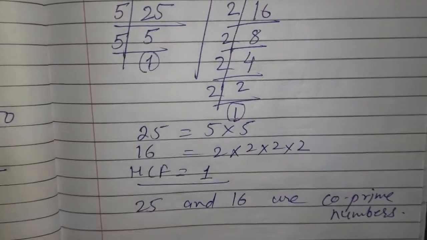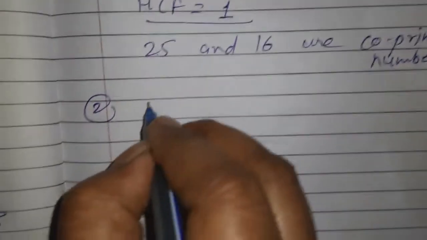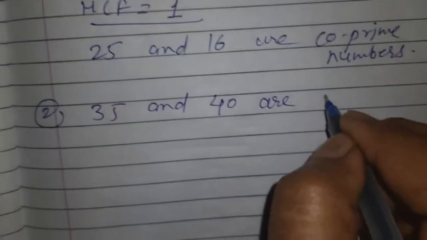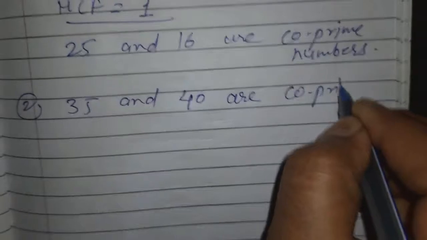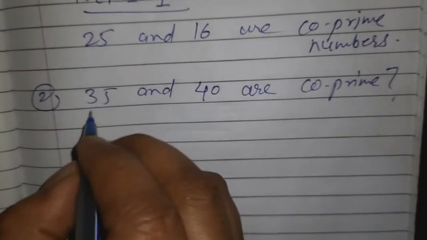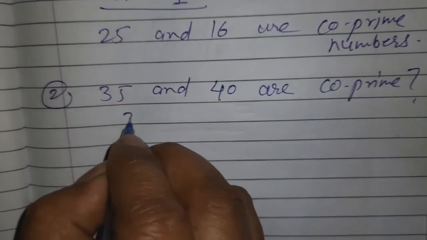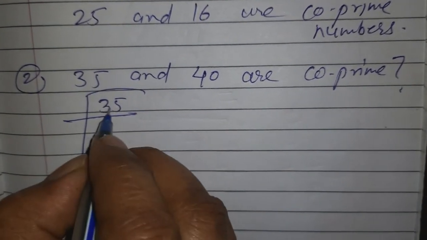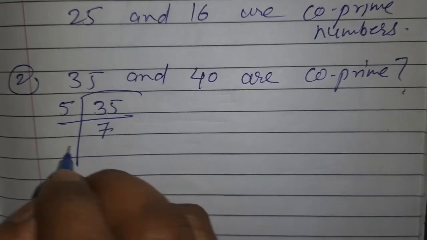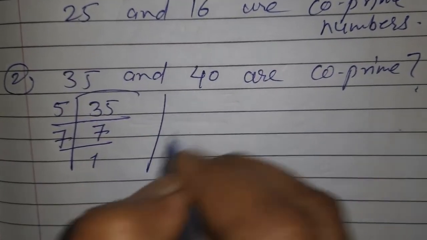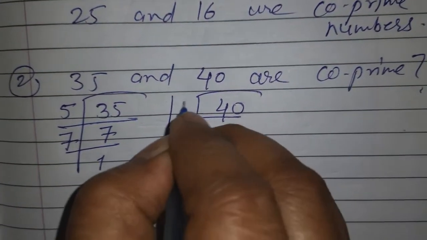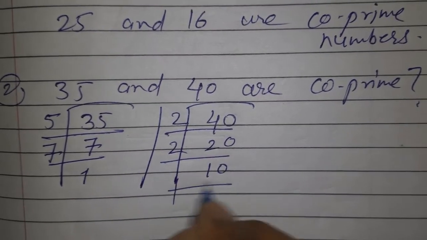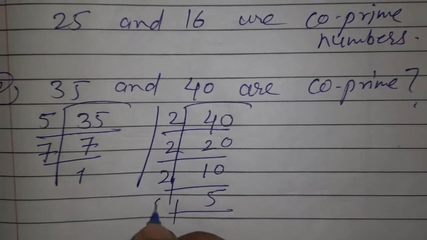One other example, just see. Check whether 35 and 40 are co-prime numbers or not. You just have to check it. So first find the prime factors of 35. It is not divisible by 2, it is not divisible by 3, so by which number will it be divisible? 5. 5 7s are 35 and then 7 1s are 7. Then 40: 2 2s are 4, 0, 2 10s are 20, 2 5s are 10 and 5 1s are 5.